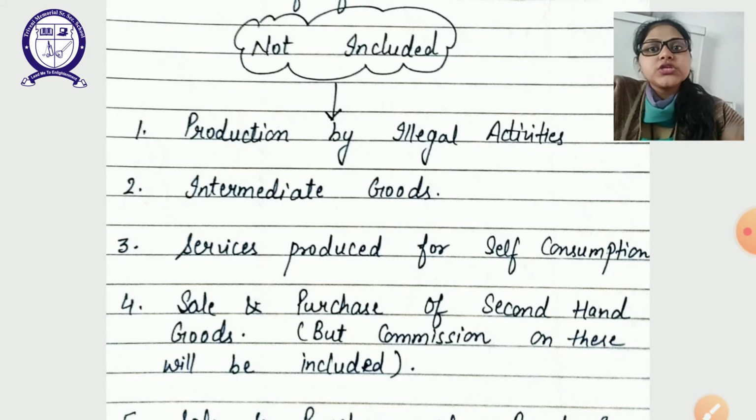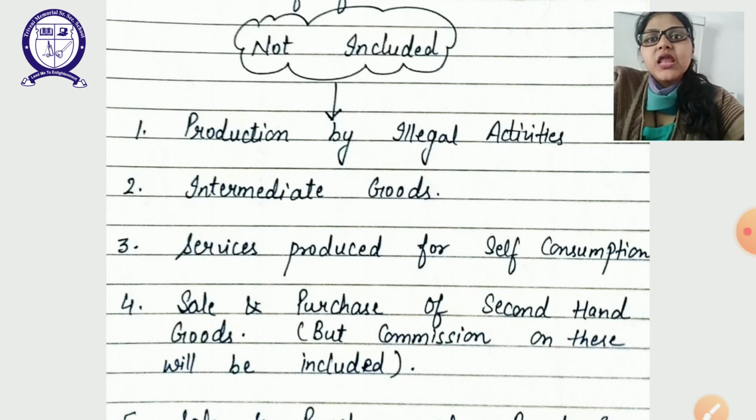Next one is sale and purchase of second-hand goods. For example, if you purchase a car at 10 lakh rupees, and now you are selling it because you are bored or something, you sell it at 8 lakh, and that person sells it at 7 lakh. If the same car is purchased and sold again and again, it becomes a problem of double counting. So to relieve ourselves from that, we do not add second-hand products, but if we earned commission on it, that commission will be added.